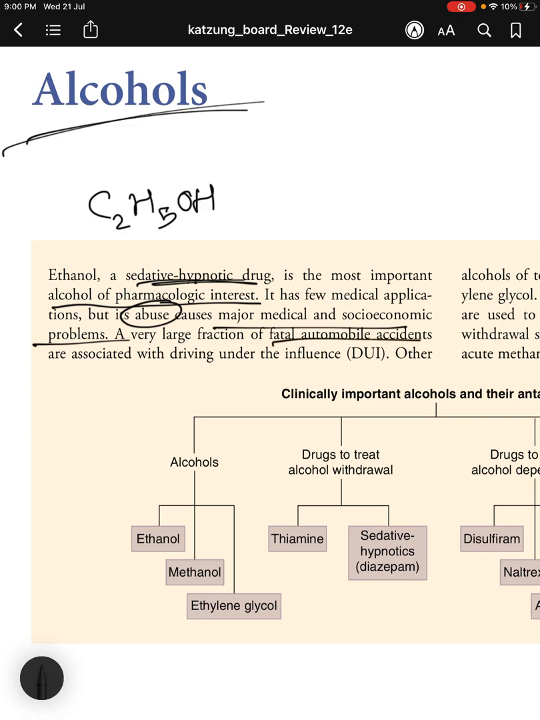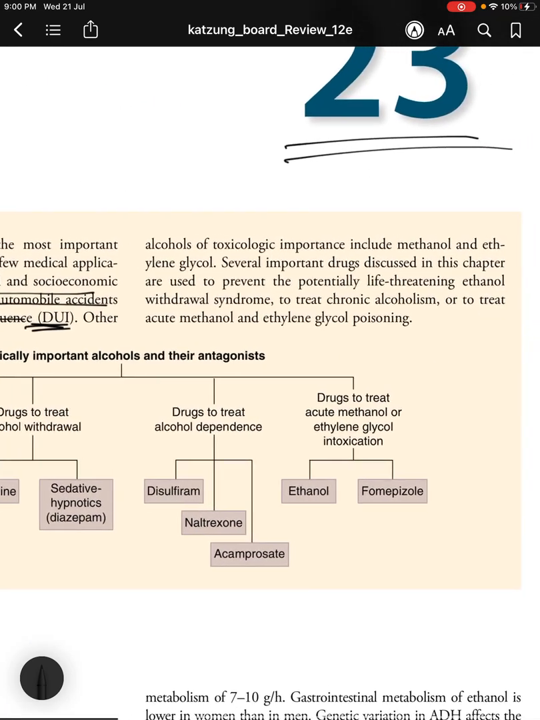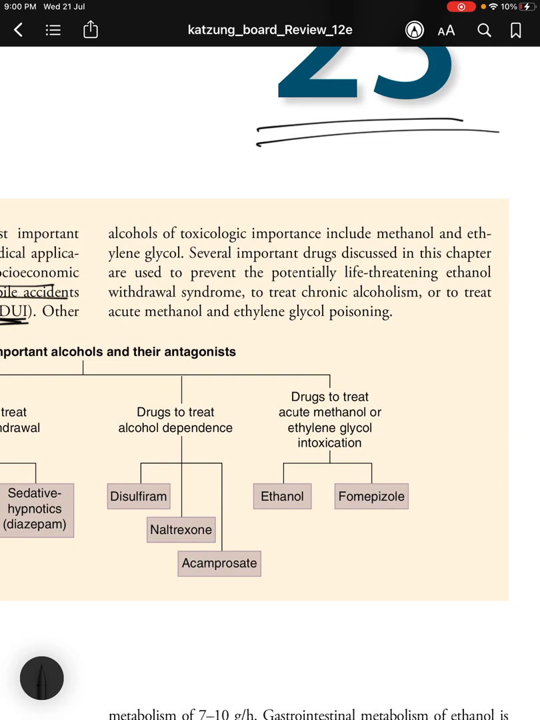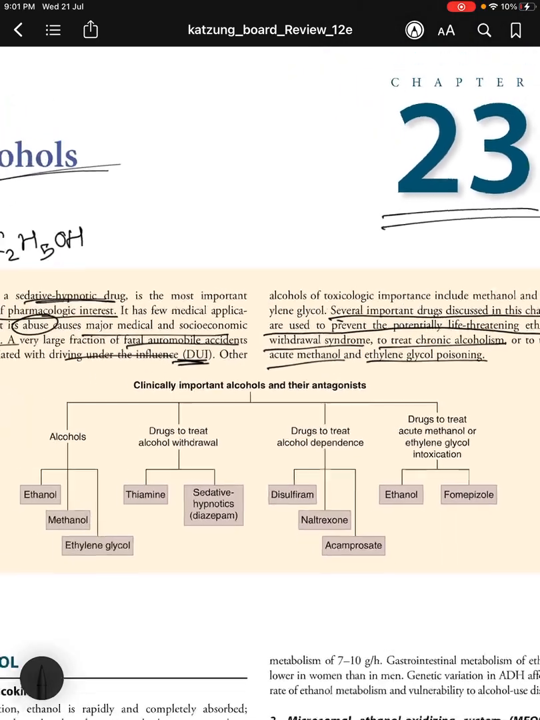A very large fraction of fatal automobile accidents are associated with driving under the influence of alcohol, so under the influence or DUI. Other alcohols of toxicological importance include methanol and ethylene glycol. Several important drugs discussed in this chapter are used to prevent the potentially life-threatening ethanol withdrawal syndrome, to treat chronic alcoholism, or to treat acute methanol and ethylene glycol poisoning.